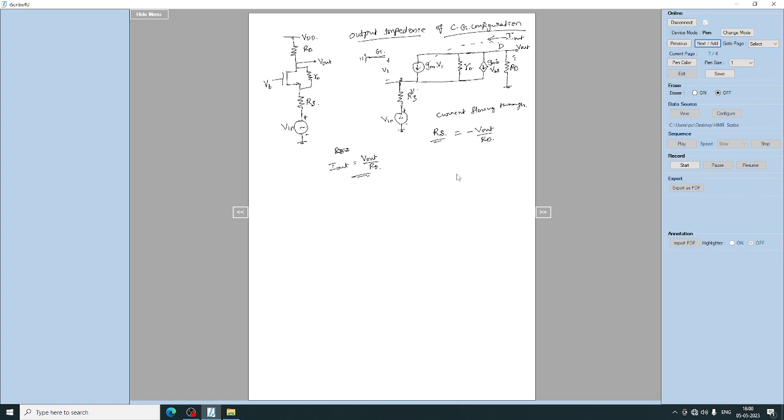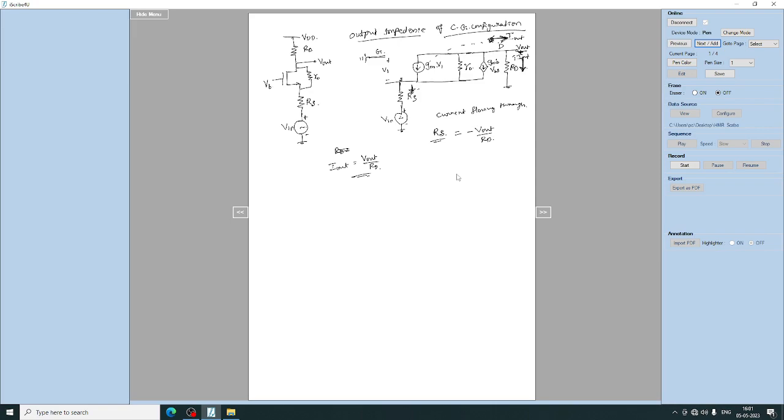Because this is V out, this being the positive terminal, this will be the direction of I out, so it is not in the other direction. Hence the current flowing through the RS will be minus V out by RD. I hope everyone understood that. With respect to RS it will be minus I out, which is minus V out by RD.